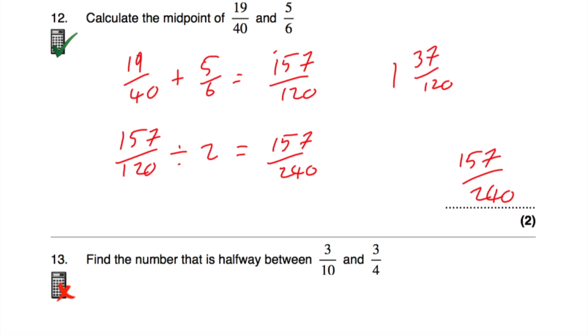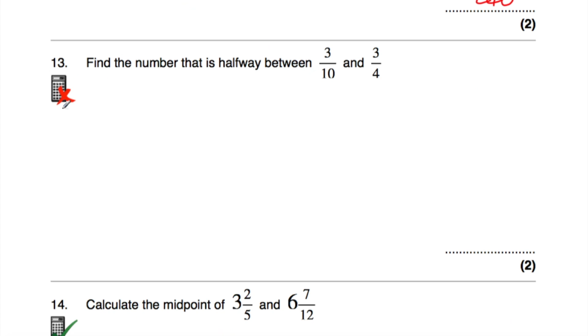Okay, let's look at question number 13. Question number 13 is a non-calculator question, and we've been asked to find the number that is halfway between 3/10 and 3/4. So let's add the two fractions together, 3/10 plus 3/4. Let's find the common denominator, and I'm thinking 20, because we can double 10 to get to 20, and we can multiply 4 by 5 to get to 20. So 3/10, well, if we double 10 to get to 20, we double the numerator, so that'll be 6.